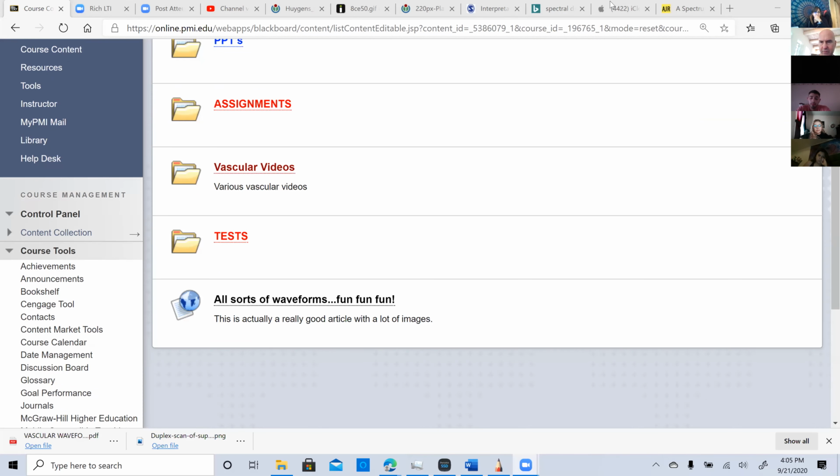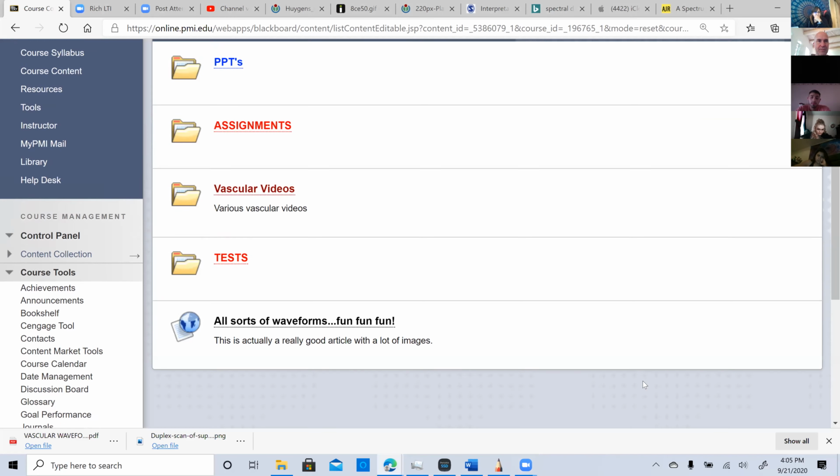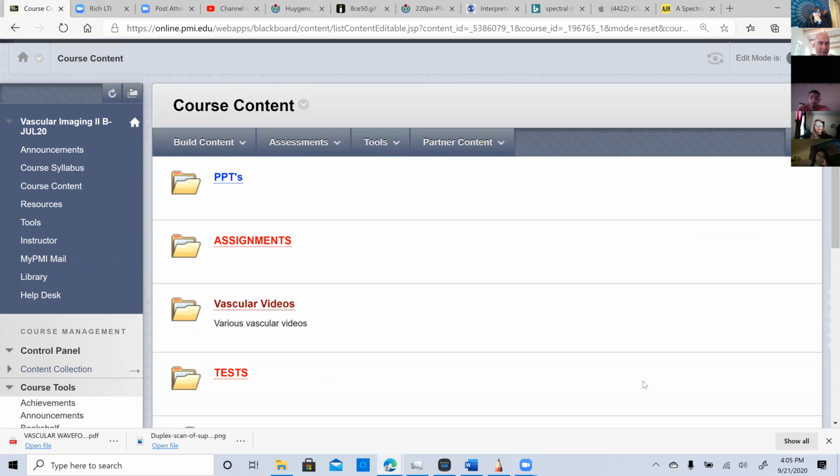Oh, you are looking at this. All sorts of waveforms. Fun. All right. It's under course content in vascular imaging 2. Yes, correct class. So, all right.